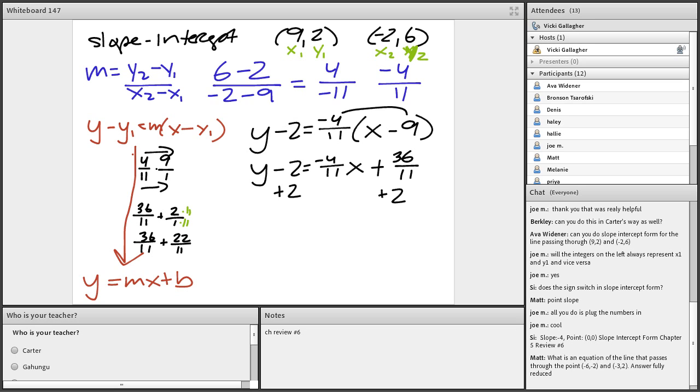And then once you have a common denominator, you keep your denominator the same, and then you add your numerators. So 36 plus 22 is 58. So I get y equals negative 4 over 11x plus 58 over 11.